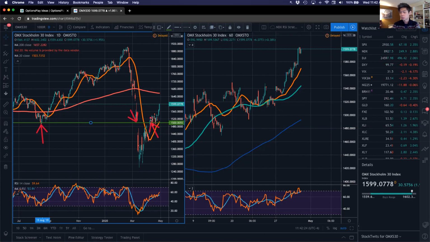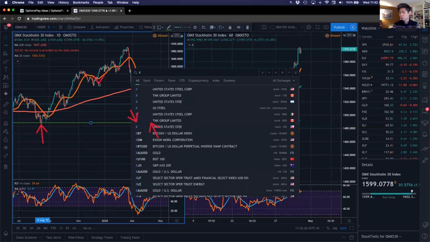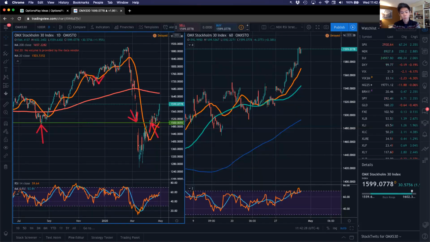The markets obviously took quite a few weeks to consolidate in this particular space between 1500 and 1550, and just over the last couple of trading sessions started to break out to the upside. This is predominantly what we've been seeing across all global markets, especially US markets and European markets. We're seeing this type of move to the upside.